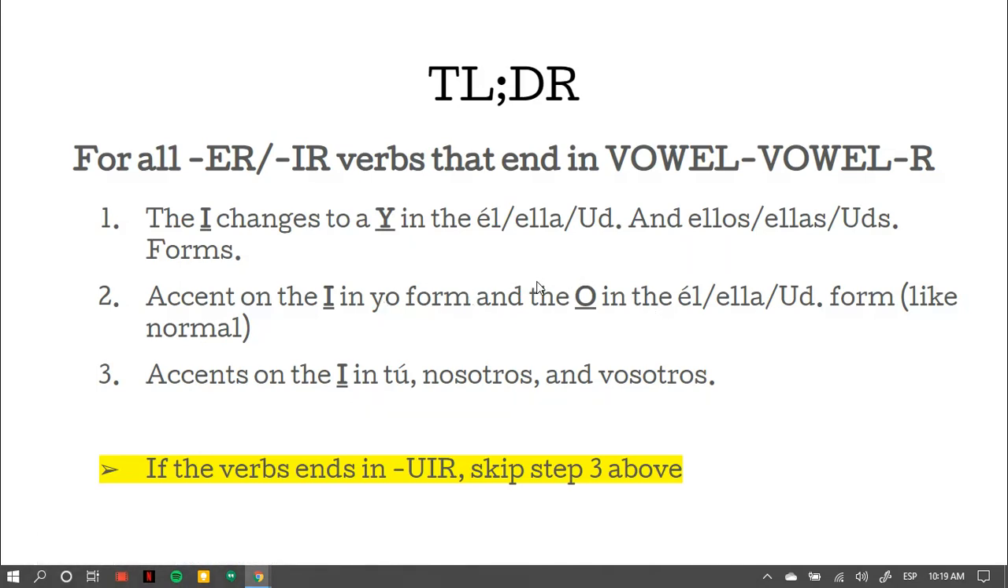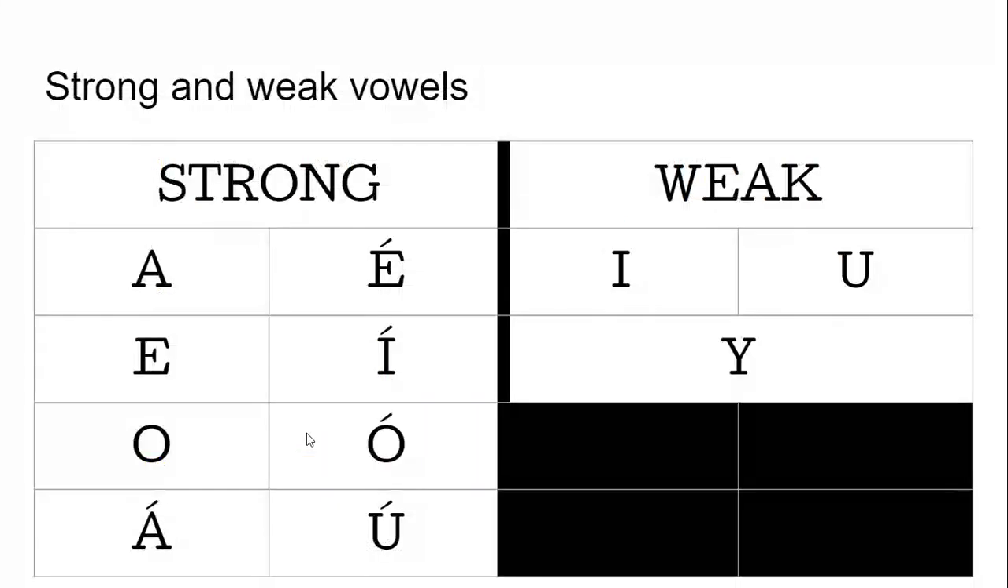That's normal. The last thing that's a little funny is that you're going to get accents on the I in the tú, nosotros, and vosotros forms. We're going to go over why. Just as a caveat, if your verb ends in UIR, step 1 is true and step 2 is true, but step 3 is not. So just be careful of ones that end in UIR.